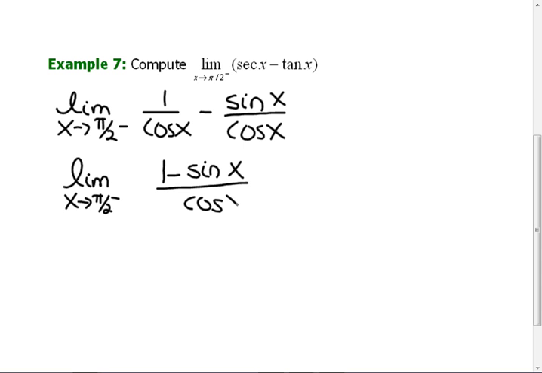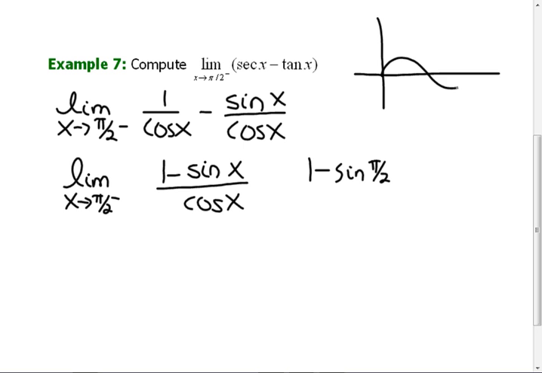Before you use L'Hopital's rule, you still better show me 0 over 0, or infinity minus infinity, or whatever. So that's 1 minus the sine of pi over 2. You guys know what that is? So the net result is 0, so you got lucky. And what's the cosine of pi over 2? It's 0. Okay, so now we can use L'Hopital's rule, and this is easy.